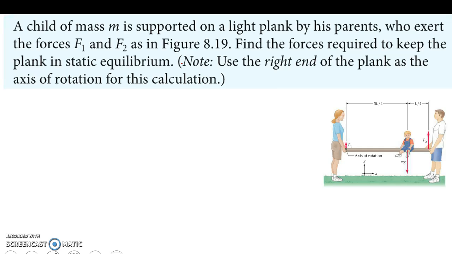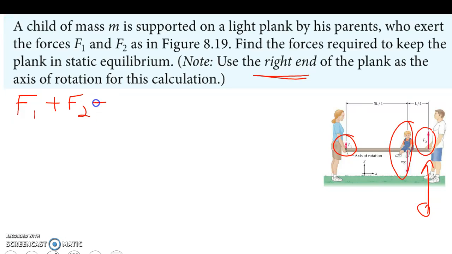So, here we have this child of mass m being supported by his parents who exert forces F1 and F2. We want to find the forces required to keep the plank in static equilibrium. Here's a note that's given in the problem: we want to use the right end as the axis of rotation. So this is going to be our 0 point. Now, here's what we know. We know force 1 plus force 2 minus mg equals 0.